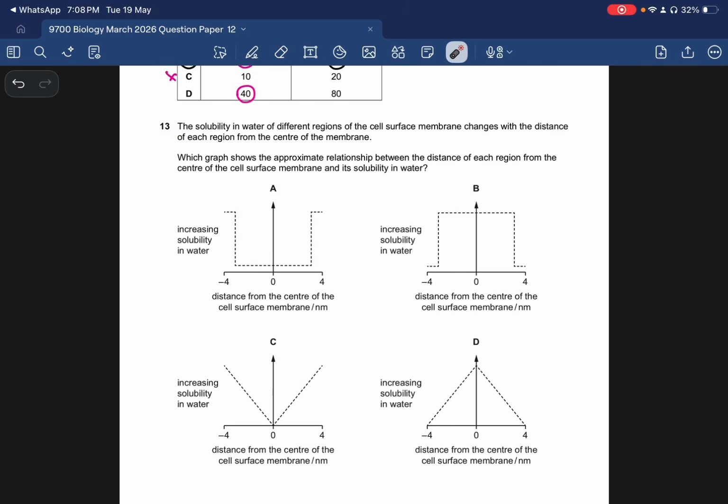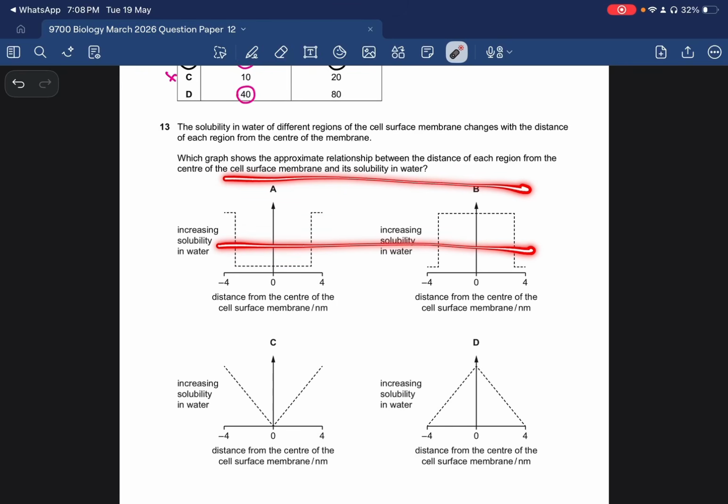Question 13. The solubility in water of different regions of the cell surface membrane changes with the distance of each region from the center of the membrane. If you read this for the first time, just like me, I have absolutely no idea what this meant. So let's read this again. The solubility in water of different regions of the cell membrane. Okay, now it's starting to make a bit of sense. You're looking at the entire cell surface membrane, and now you're looking at different regions of it.